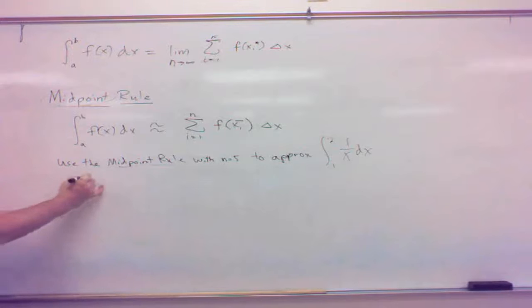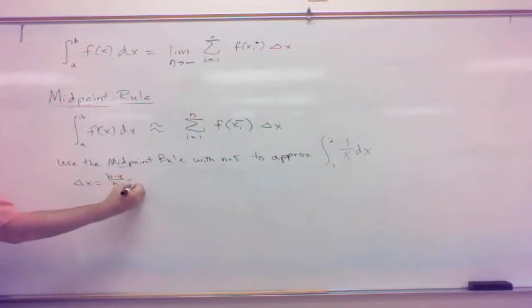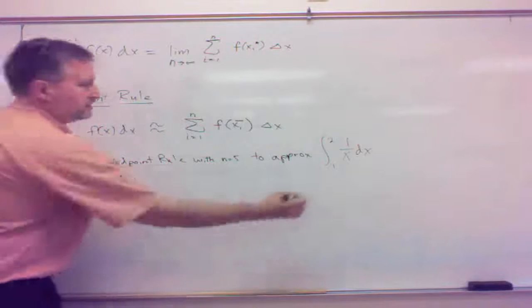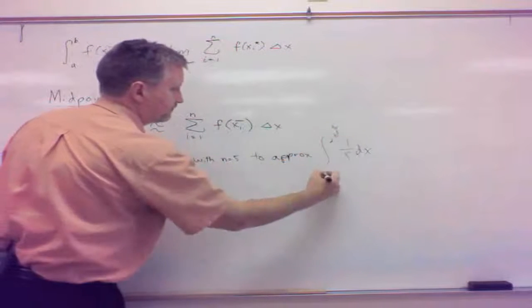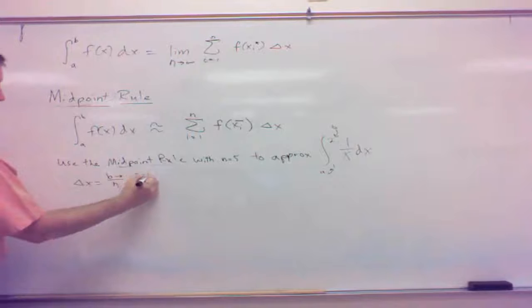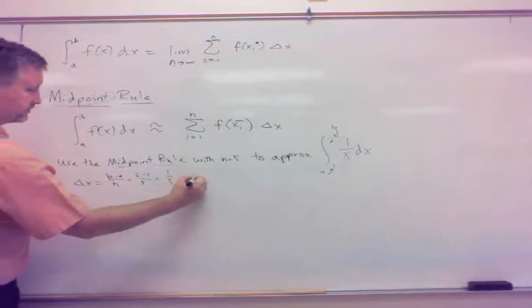All right, so let's start with delta x here. What would delta x be? Delta x would be b minus a over n. So in this case, what's my b and a? This is a, that's b. If we're talking about the integral, it's just the endpoints. So I'm going from 1 to 2, so it's 2 minus 1. They tell me n is 5, so divide that by 5, you get 1/5, which is 0.2.